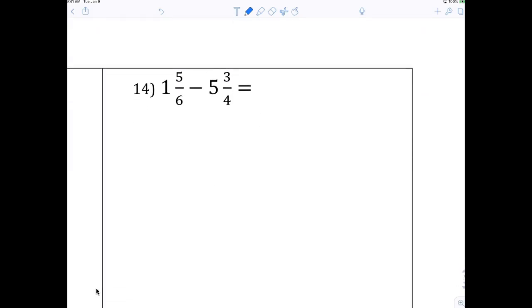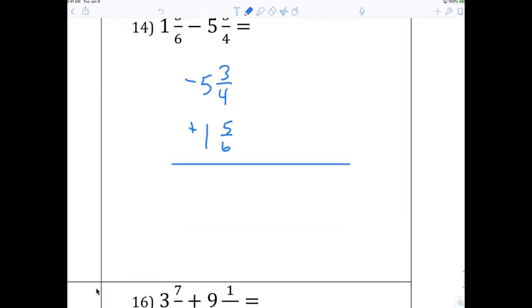Okay, so let's look at this one. I'm going to write the largest whole number first. What's the common denominator? 12. So this is 9 over 12. This is 10 over 12. Do I have to borrow? Easy. This is very easy. All you're ever doing is always looking at this number right here. If you go 9 minus 10, we can't. We have to borrow.